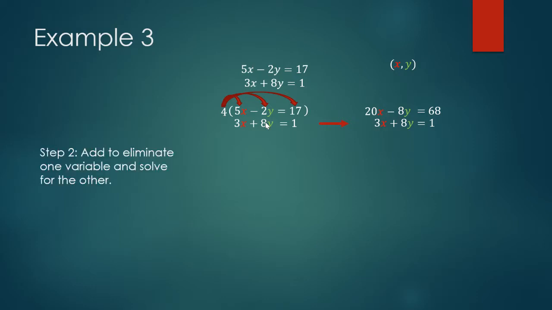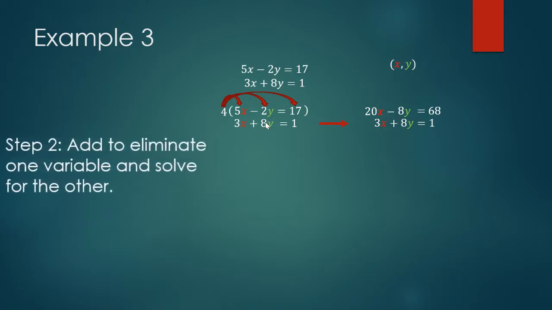Step number 2, add to eliminate one variable and solve for the other. So I'm going to draw my line and put a plus sign. 20x plus 3x is going to be 23x. Negative 8y plus 8y is going to be 0, equals 68 plus 1 is going to be 69.